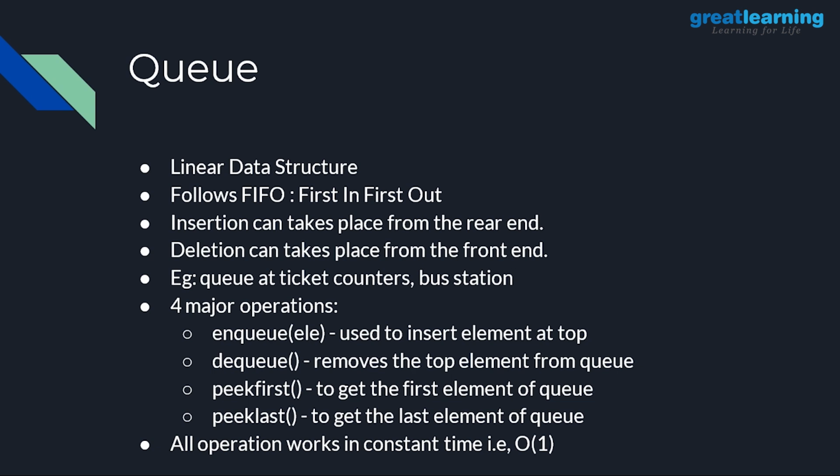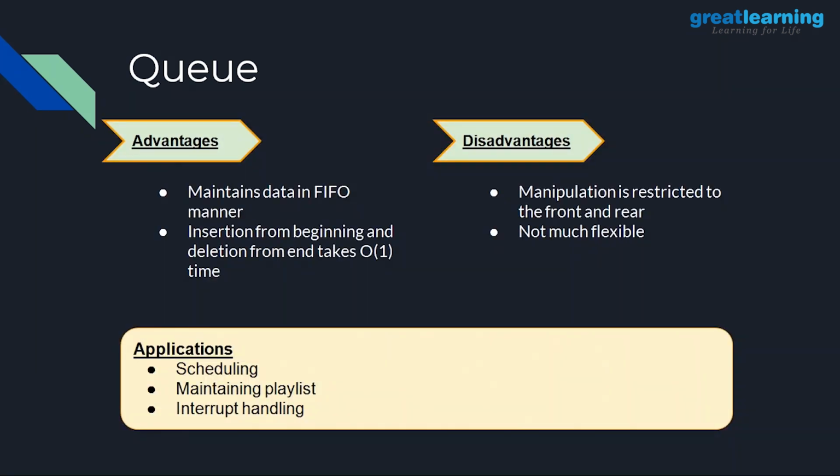Now let's talk about advantages and disadvantages. So what are the advantages? The advantages are quite similar to what we have. It follows a FIFO manner. Insertion and deletion take place in order one time. These are some advantages. What are the disadvantages? Manipulation is restricted, as we see that we can only insert from the rear side and delete from the front side. So the restriction is there, right? Not much flexible, you see.